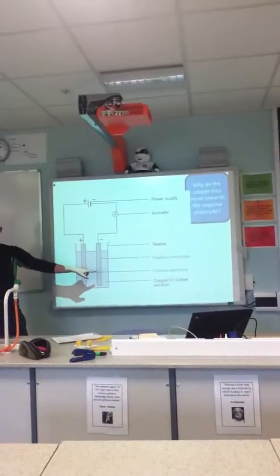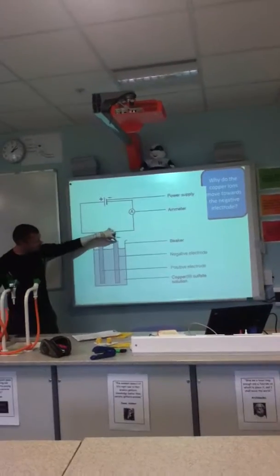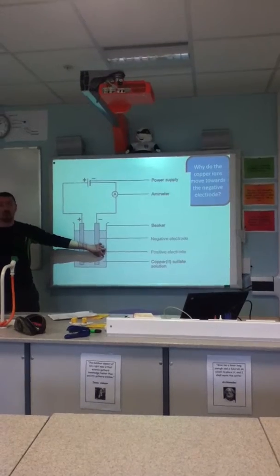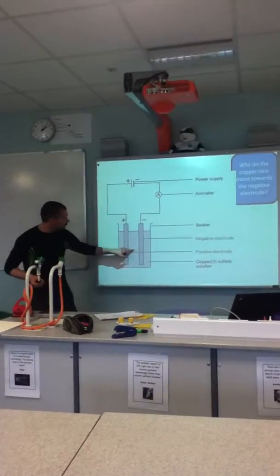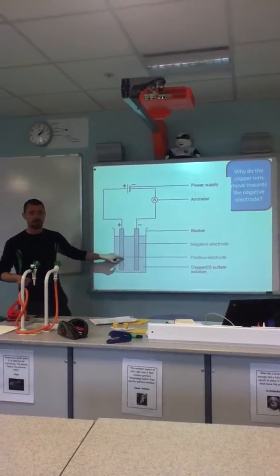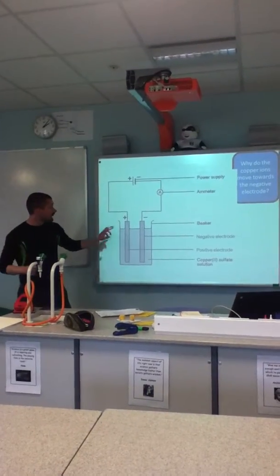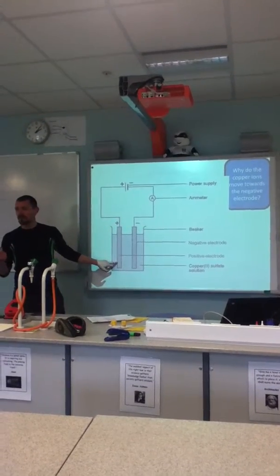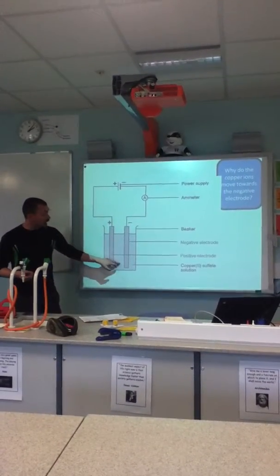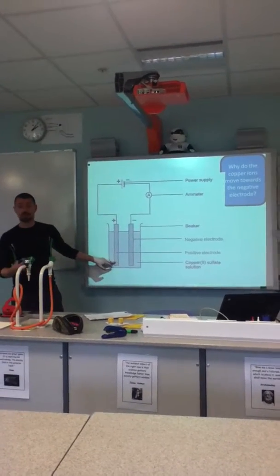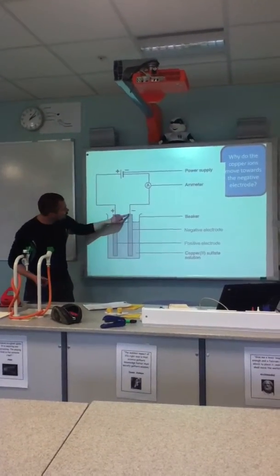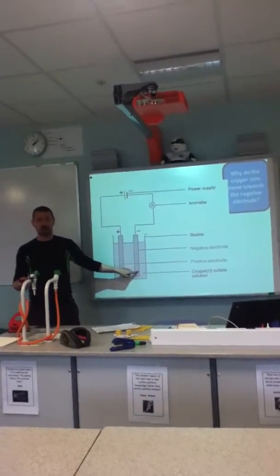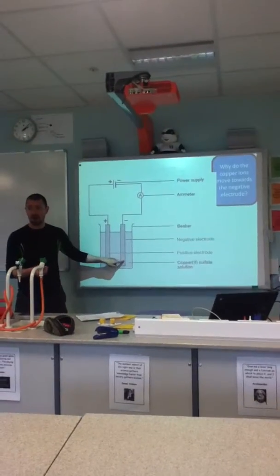But the circuit is not complete. We can see two electrodes here, and they're not touching. So the only way that the current can flow around this circuit is if it flows through the copper sulphate solution. And the way this happens is we've got a positive electrode, and the positive electrode will attract the negatively charged ions in that solution, the sulphate ions. And we've also got a negative electrode, and the negative electrode will attract the positively charged copper ions.